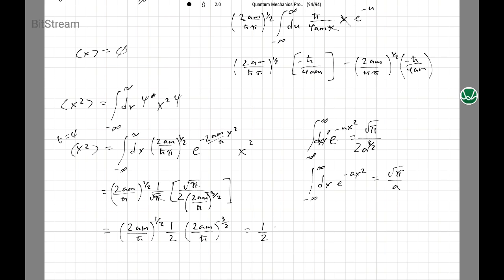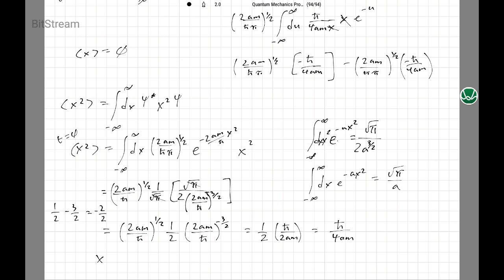So 1/2 minus 3/2. That equals negative 2 over 2, which is negative 1, meaning it is now just this. Or I get h bar over 4am.